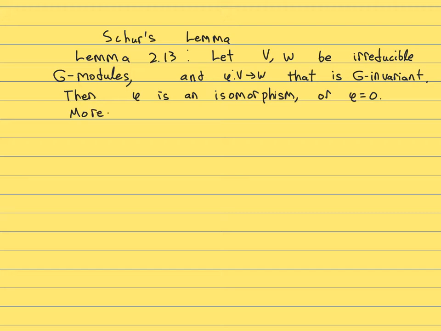Moreover, if we're working over C, and V is equal to W, then phi is actually a scalar. So some scaling of the identity map.